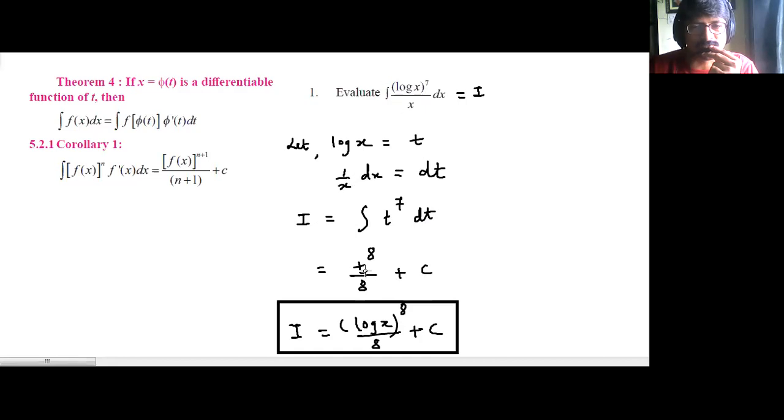Now t can be resubstituted. What was the t? t was log x. So the integration will become (log x) raised to power 8 upon 8 plus c. That's it, isn't it? Very simple, guys. I hope you have understood. You can pause over here and copy this quickly in your book. Okay, guys, we'll go ahead with the next sum.